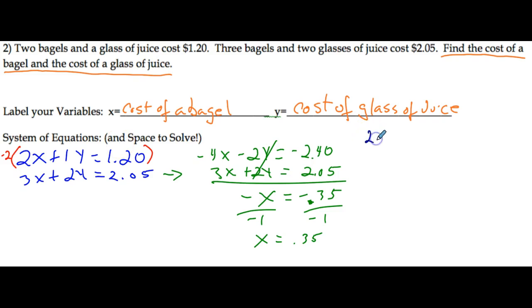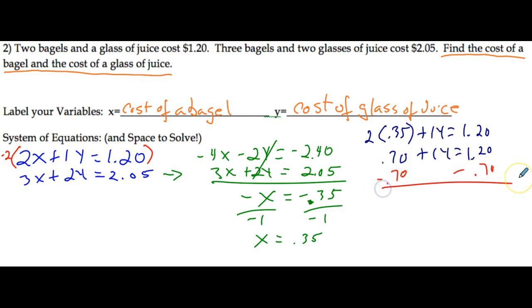So it's going to be 2 times 0.35 plus 1y equals 1.20. So that's 0.70 plus 1y equals 1.20. Then if we just go ahead and subtract 0.70 from both sides, we end up with 1y equals 0.50.